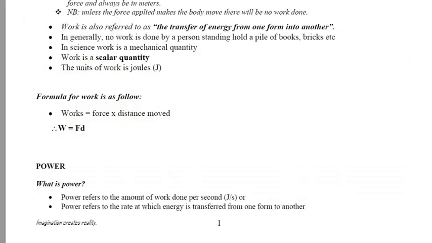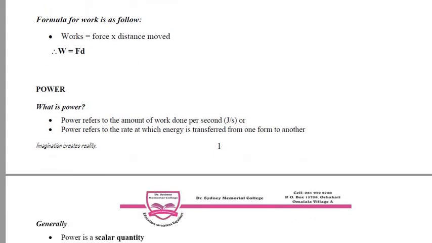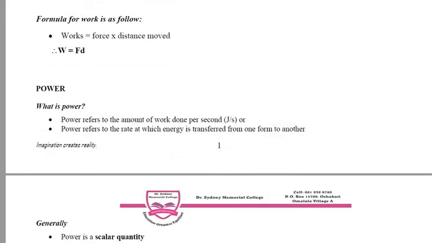So now let's move on to power. Power refers to the amount of work done in a given amount of time, right? Work done per second. That's the rate, R-A-T-E, the rate at which work is done. It's also given here as the rate at which energy is transferred from one form to another. But it's basically the rate at which work is done.